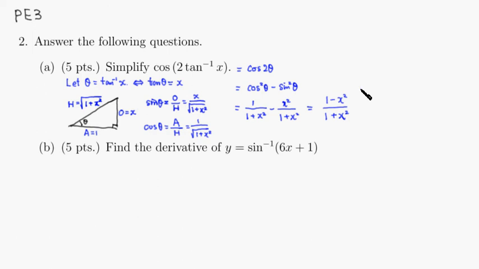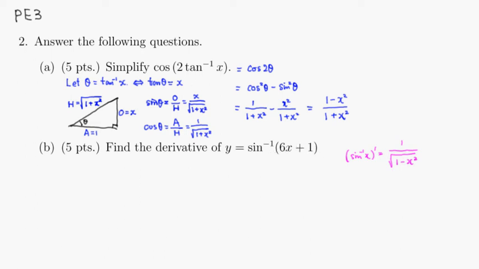How about part B? Part B is we want to find the derivative of arcsine of 6x plus 1. So let's do that. Remember that the derivative of arcsine of x is equal to 1 over the square root of 1 minus x squared. But you have a 6x plus 1 plugged in, so we have to use the chain rule.